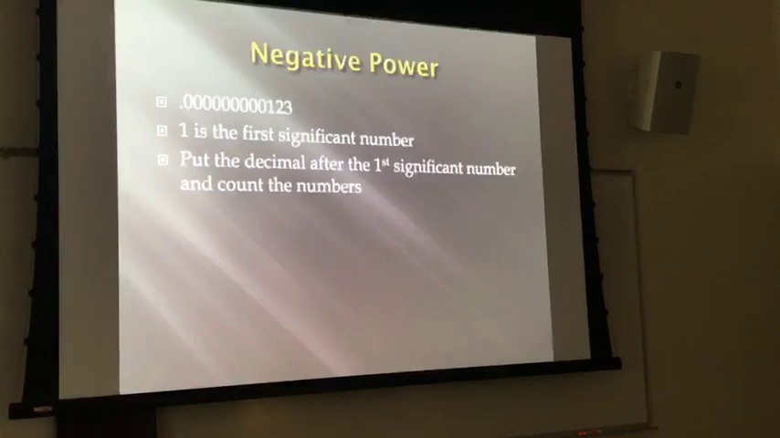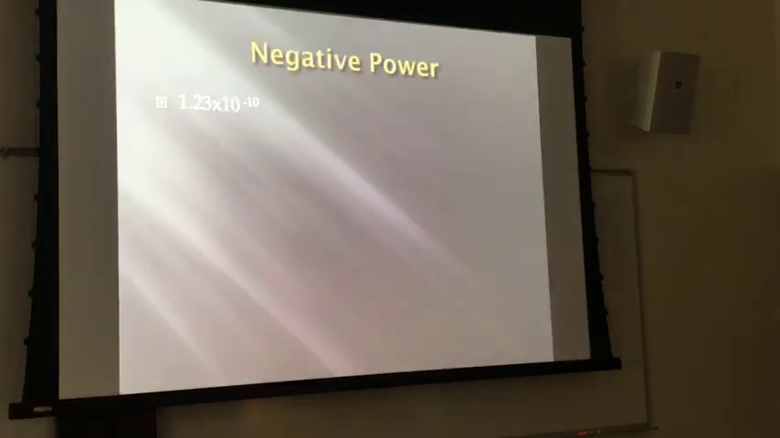Okay, so negative scientific notation goes in the opposite direction. In this case, 1 would be our first significant number, and now we have to count in the opposite direction. So 1 times 1, 2, 3, 4, 5, 6, 7, 8, 9, 10. How will we write that out? It would be 10 to the negative 10 power. Very good. 1.23 times 10 to the negative 10th power. There you go.